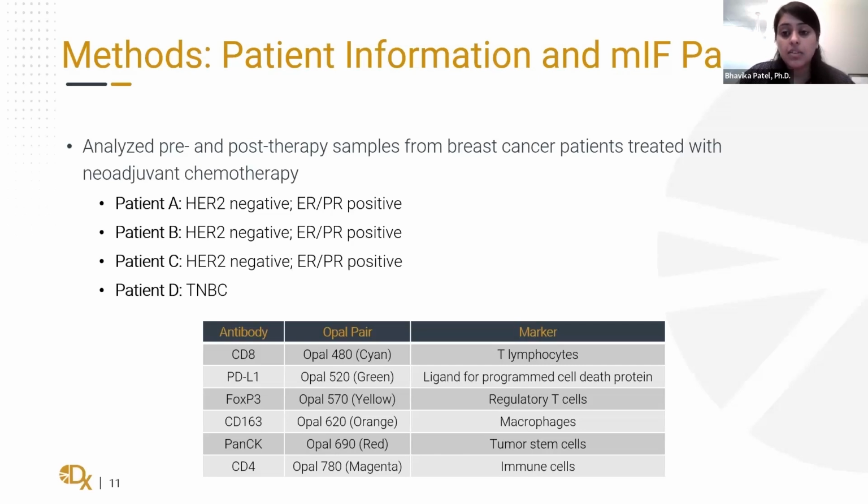CD8 was used to identify T lymphocytes, PD-L1 was used to stain the ligand for programmed cell death protein, FOXP3 identified the regulatory T cells, CD163 stained macrophages, PanCK identified all tumor cells, and CD4 was used to identify the immune cell population.